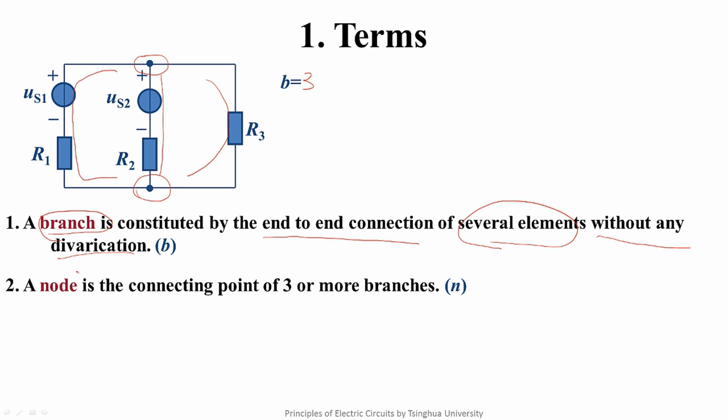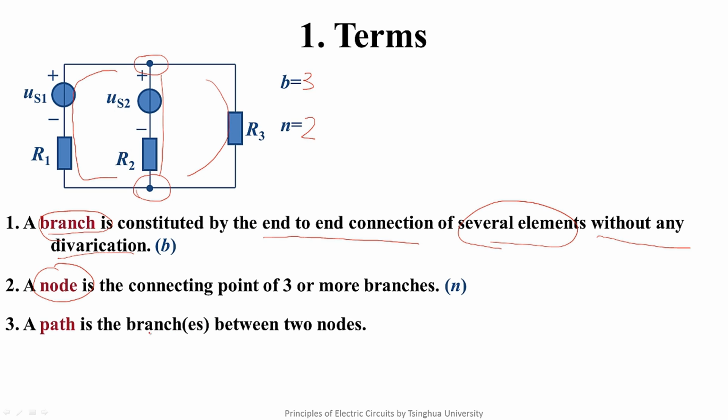The second concept is a node. A node is a junction point connecting 3 or more branches. It is clearly in the figure. This and that are 2 nodes respectively. So we have 2 nodes.